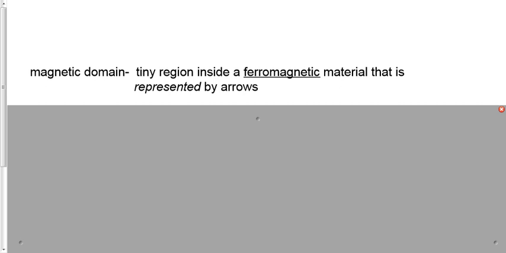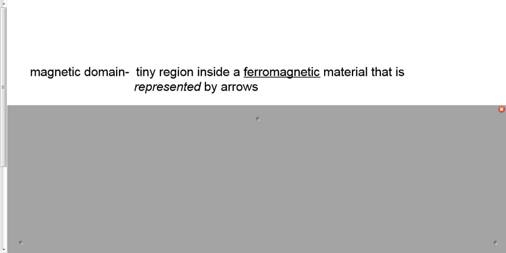Today we're starting our new unit on magnetism, and to start talking about magnetism, we need to define a couple of terms. The first one is called the magnetic domain. Now, this definition, as I show you, is not going to make a whole lot of sense to you until I explain it. Let me read it to you first, and then I'll explain it. The magnetic domain is a tiny little region inside a ferromagnetic material that is represented by an arrow.